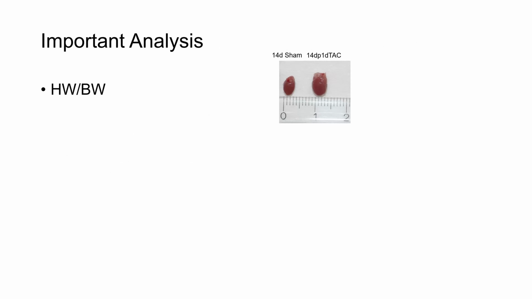At the end of the study, when you take the hearts out, you will be able to visualize that you have bigger hearts after surgery, but you need to measure the heart weight to body weight ratio to investigate the hypertrophy. It's also good to measure the lung weight to body weight ratio, as an increase in this ratio is a sign of pulmonary congestion and could provide evidence that the heart is failing, but you need to confirm it definitely with echocardiography.